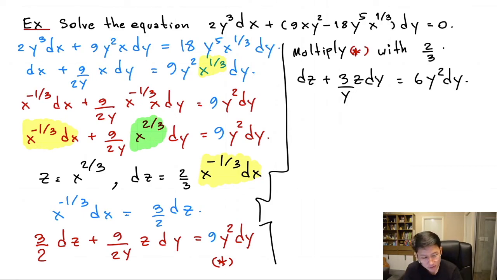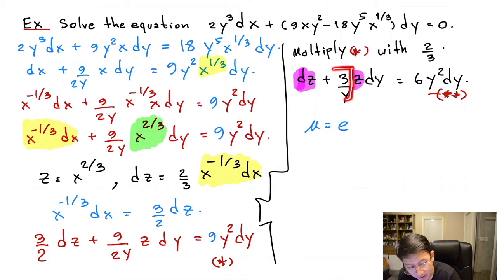Okay, now guys, we call this equation double star. Now this one is linear, right? We have z, we have dz, and the rest are y. So again, guys, the integrating factor is what? e to the power of the thing in front of z, right? So it's the integral of 3 divided by y dy.